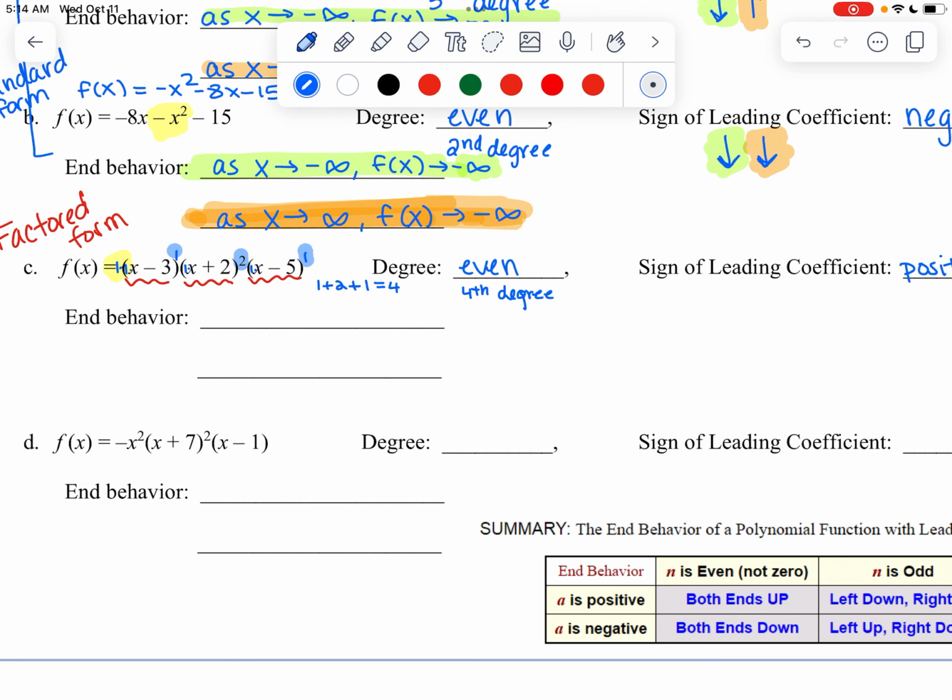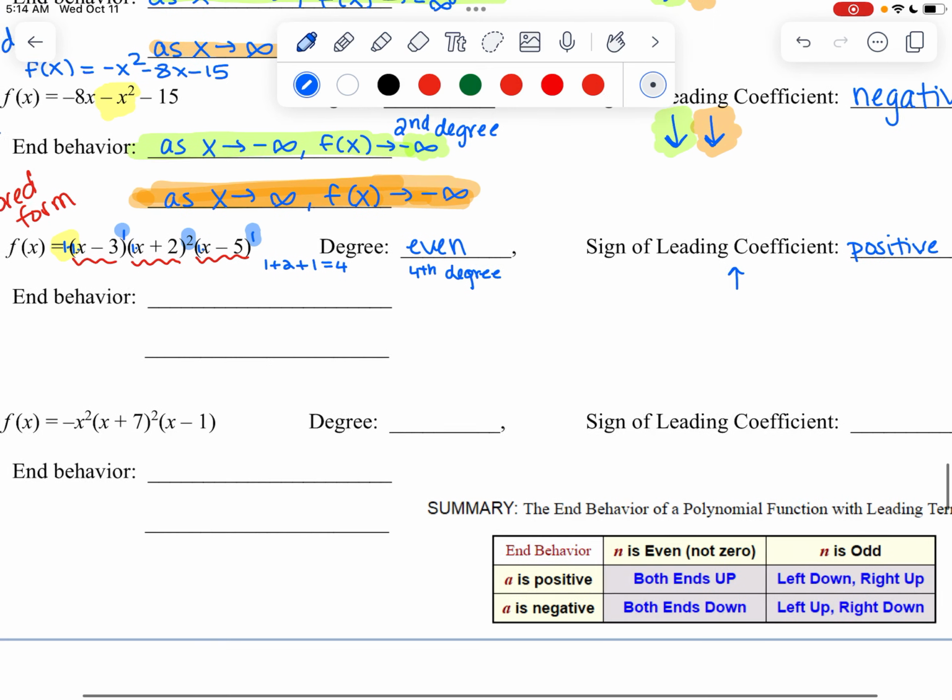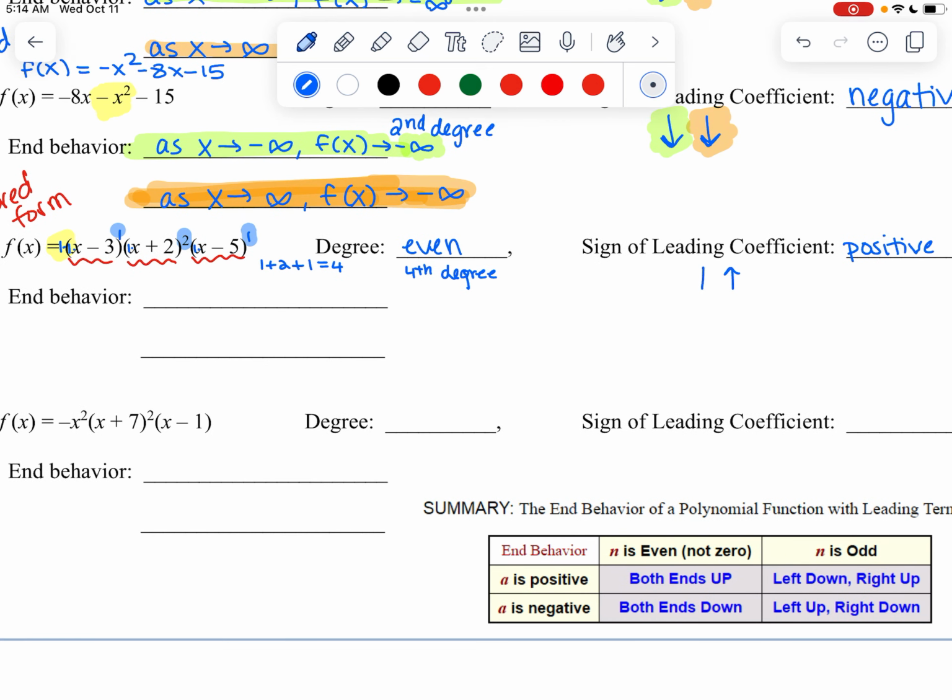So even though we didn't multiply this out, we now know that the right side of this graph would go up because the leading coefficient is positive, and because it's even in degree, the left side would go with it. So let's take a moment to write this out.